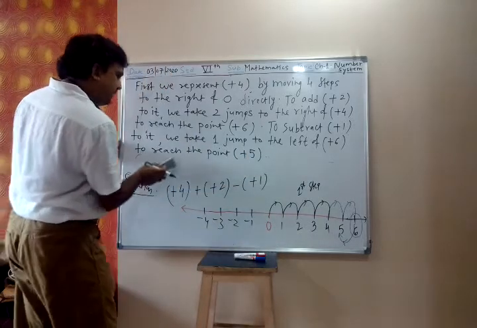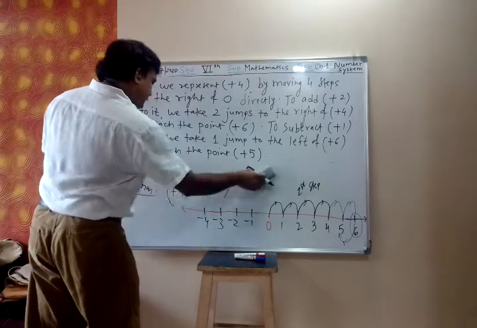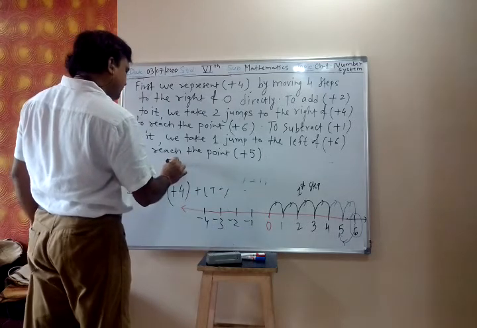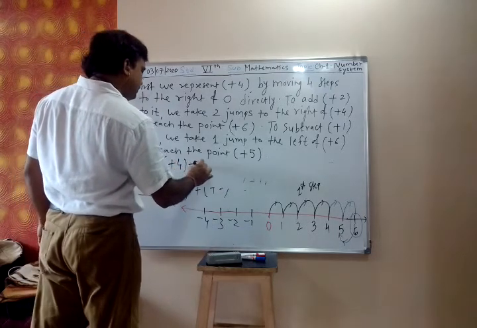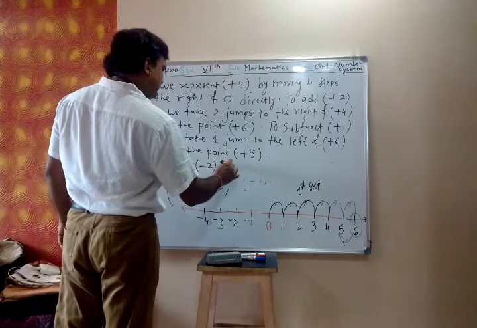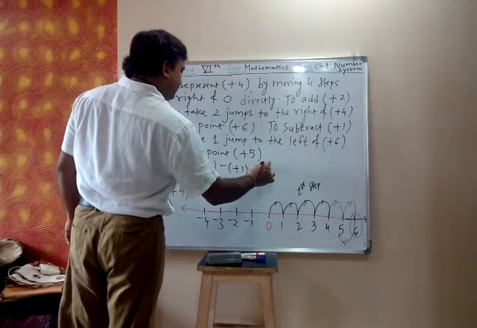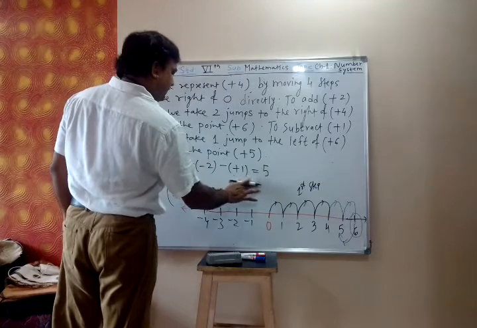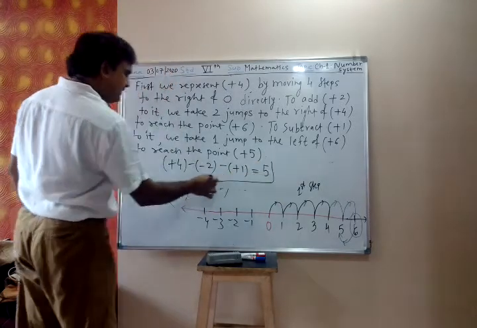So now our final answer is plus 4 plus 2 minus plus 1 is equal to 5. Yes, this is the answer.